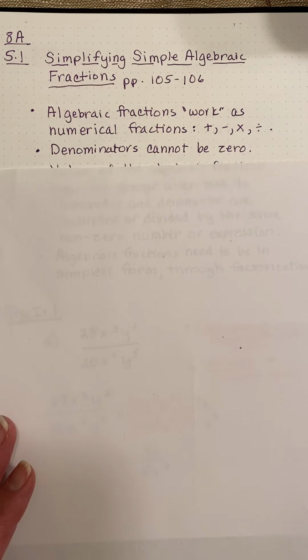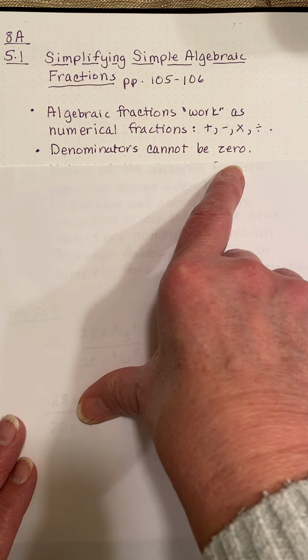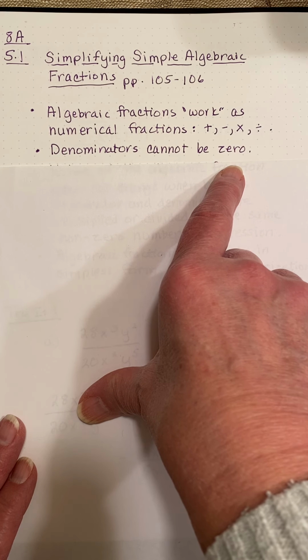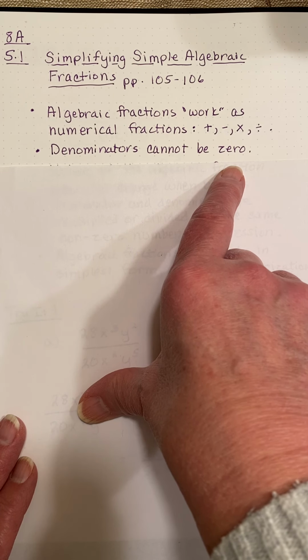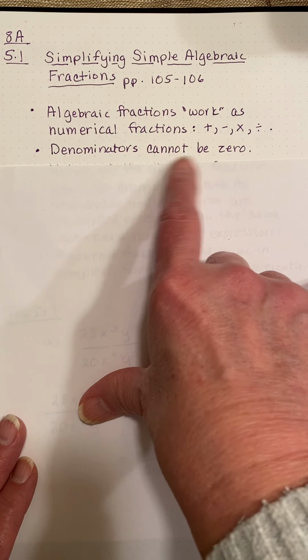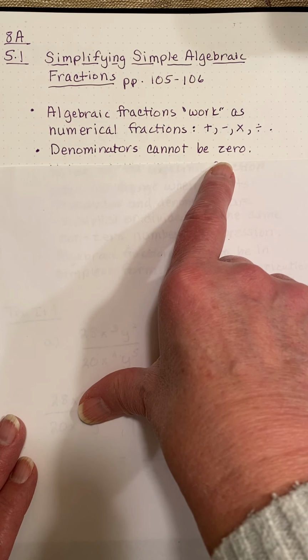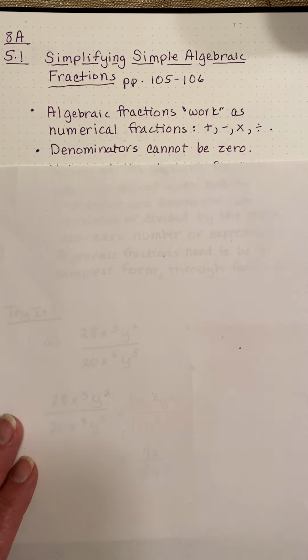The second rule for algebraic fractions is denominators cannot be zero. If you work out a problem and you find out you have 0 in the denominator, you did something wrong and you need to go back and figure out a different way of simplification. Simply, if your denominator is 0, that means you have so many parts of nothing, which is impossible.